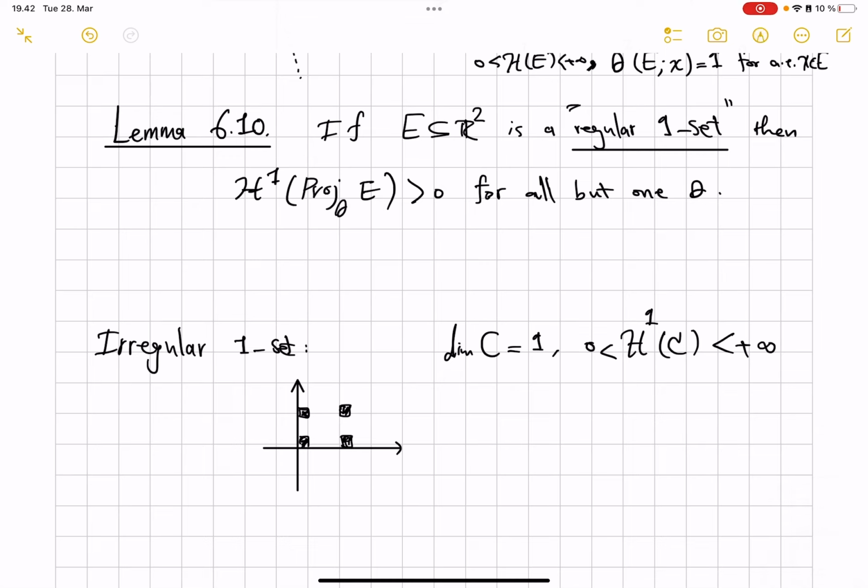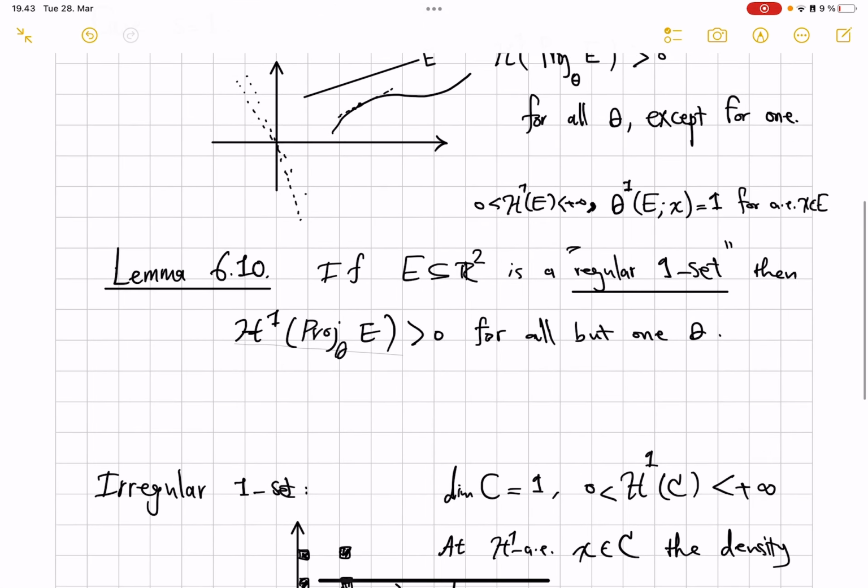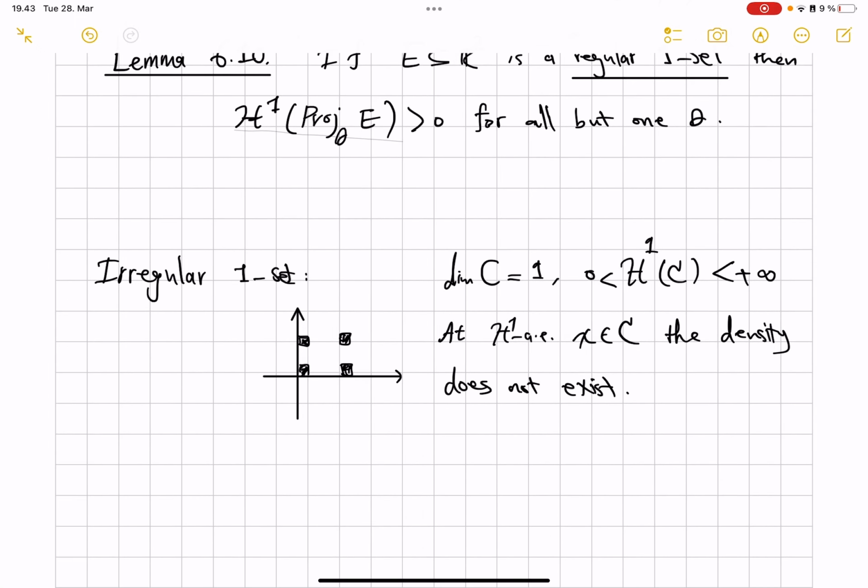And at almost every x in the set E, here E is my Cantor set. So let's be precise, at H1 almost every point, the density does not exist. So the upper and lower densities are not equal, so definitely they're not equal to 1. And that is by definition what we call an irregular set.